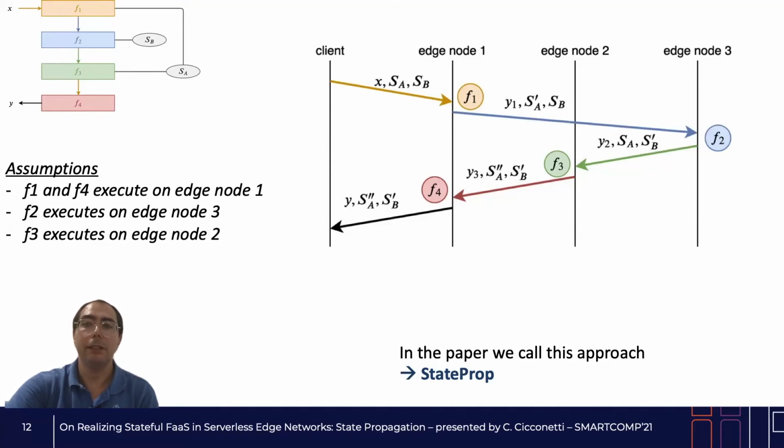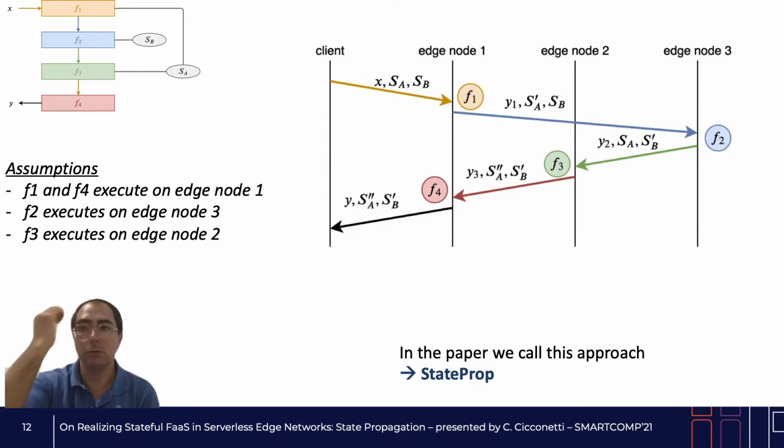However, there is another source of inefficiency in this approach. We have to embed the state and carry it along the full chain also for the functions which do not use that state. So for instance, if we look at F4, it receives the full state SA double prime and SB prime without doing anything to it, it is just passing along the data.